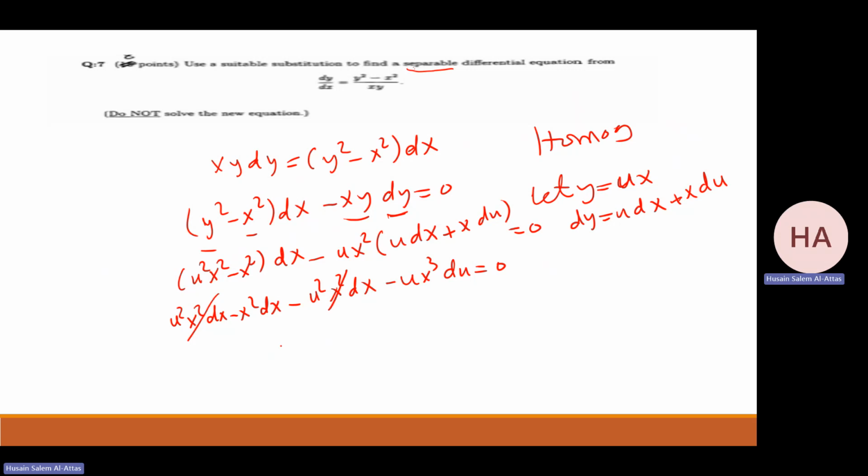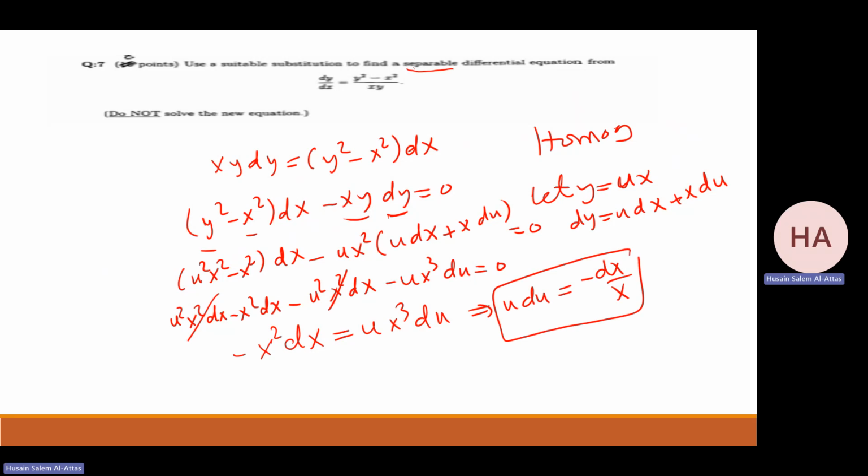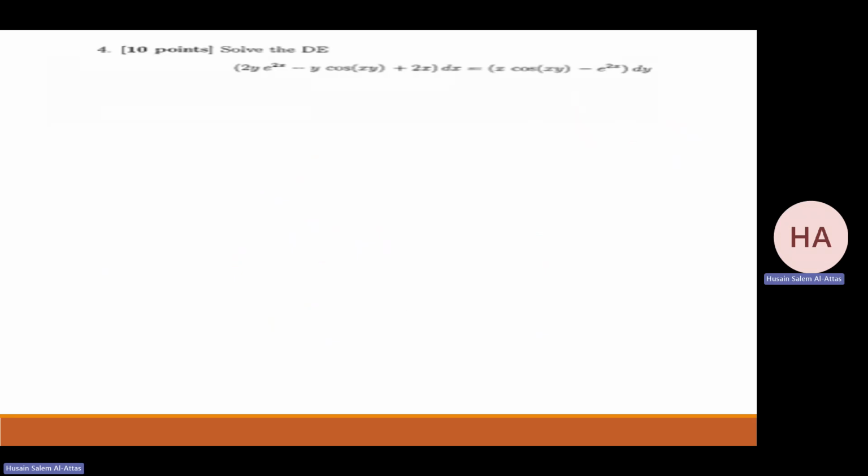So I have x squared dx with the minus sign, that will be u x cubed du. So I have u du equal minus dx over x. That will be my answer. I canceled this one instead of this one, so I need to be careful.